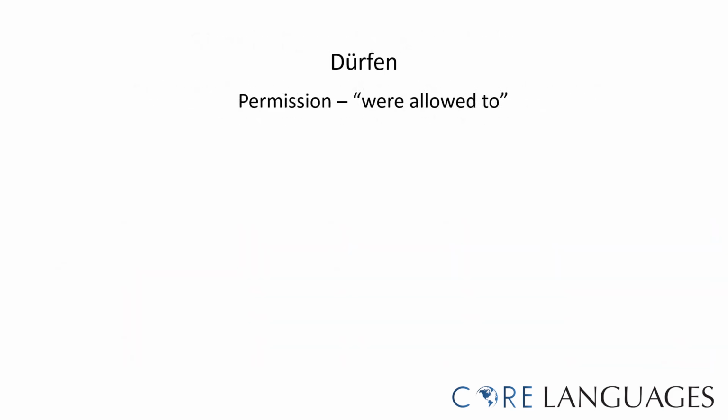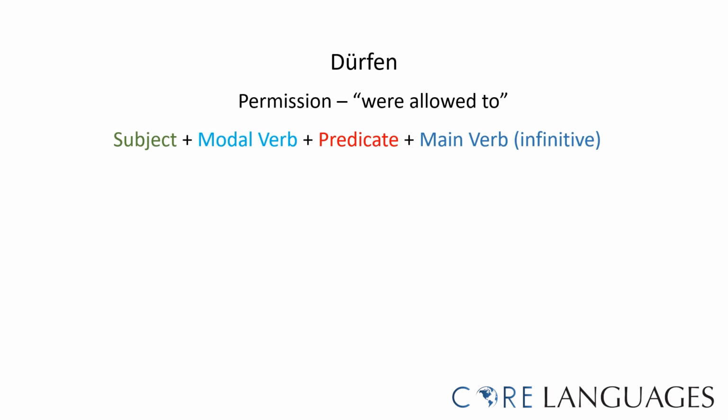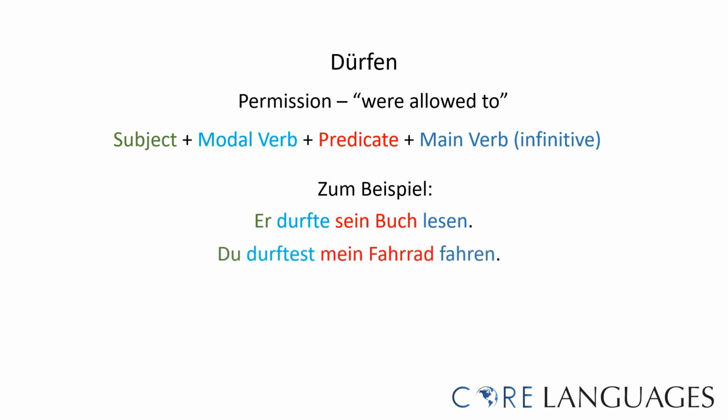The modal verb dürfen is used to express permission, and in the past tense it would be translated as were or was allowed to. Keep in mind the word order when using a modal verb. The main verb goes to the end of the sentence. For example, zum Beispiel, er durfte sein Buch lesen. He was allowed to read his book. Du durftest mein Fahrrad fahren. You were allowed to ride my bike.